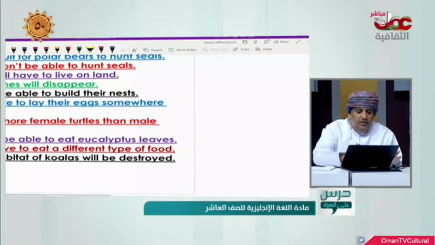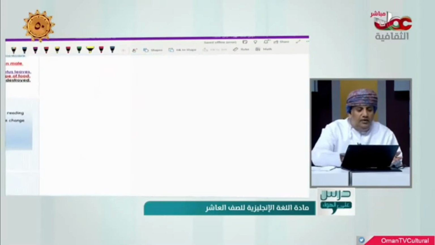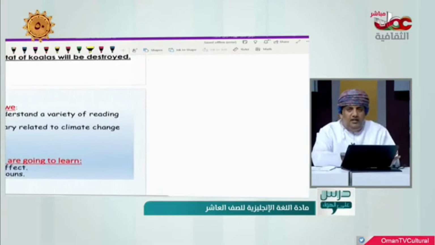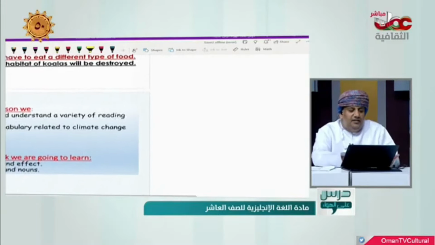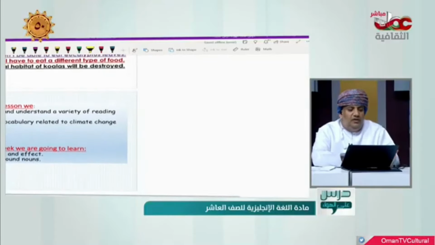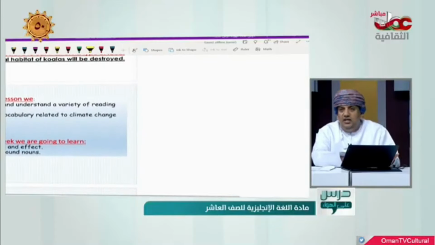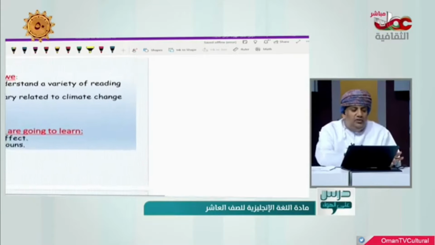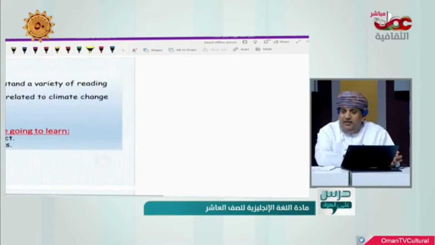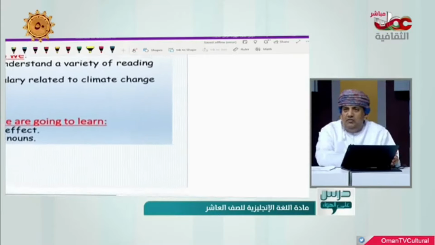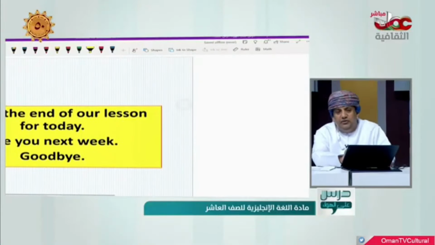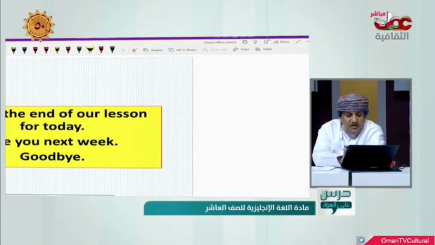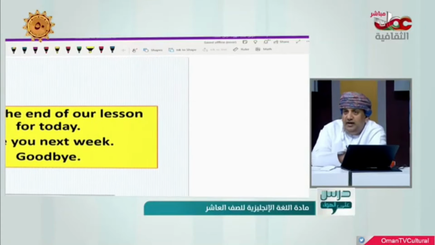So now we are going to end this lesson by saying that in this lesson we read and understand a variety of reading texts, and we use vocabulary related to climate change. So next week you are going to learn about cause and effect, and also compound nouns. So that's the end of our lesson for today. I hope that you enjoyed the lesson, and see you next week, and goodbye.